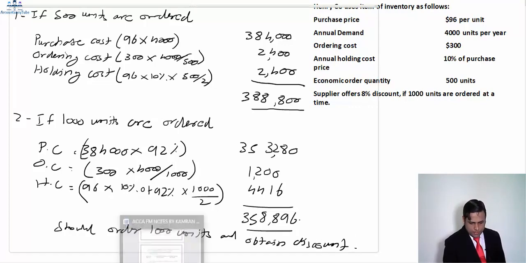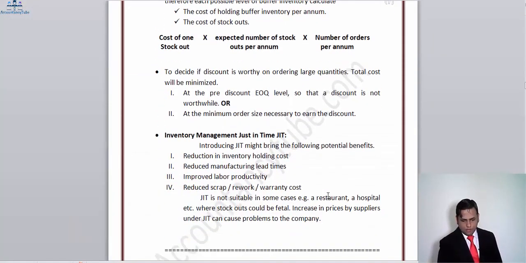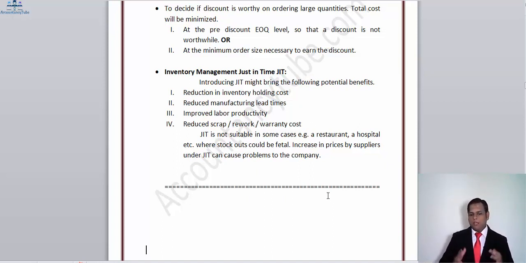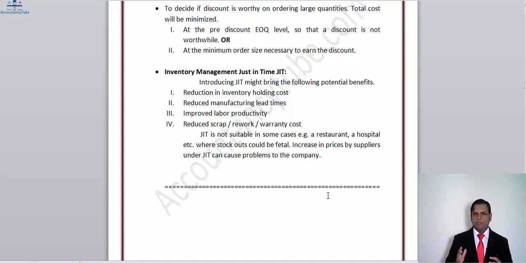Moving on to our next area in the notes of inventory, we have got inventory management just-in-time systems. It is a Japanese system. Basically, what happens over here is, why go with all the hustle of managing the inventory when you can just call it and get it? That's how just-in-time works.